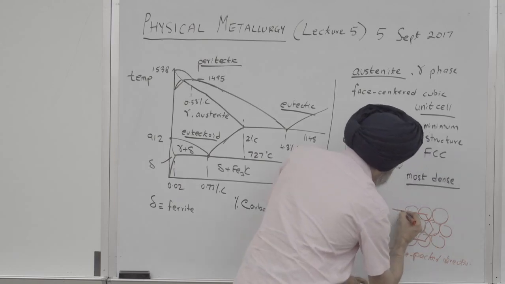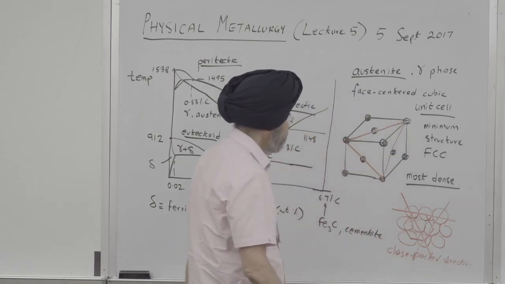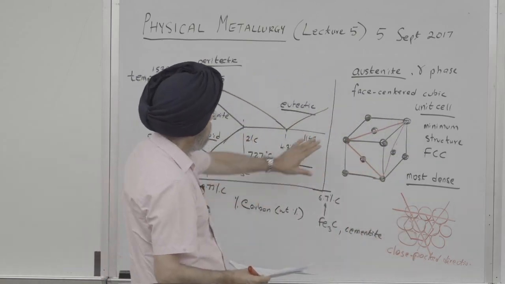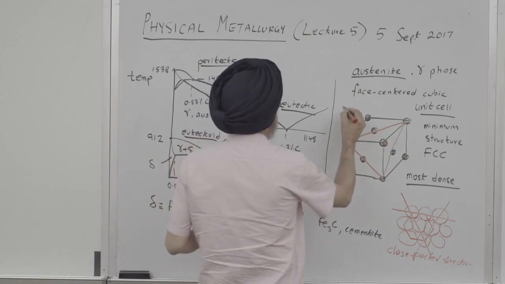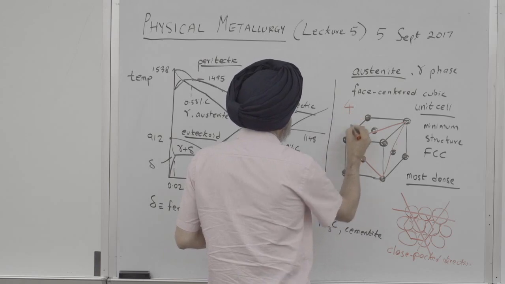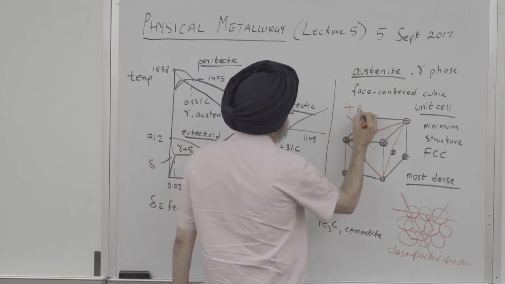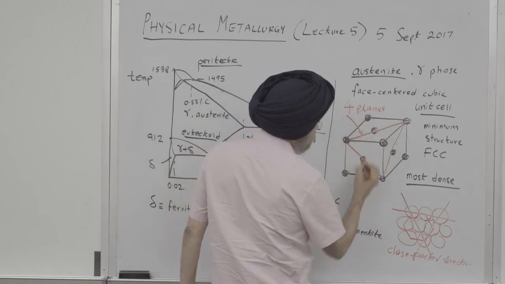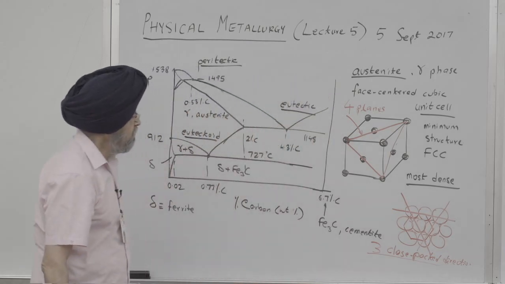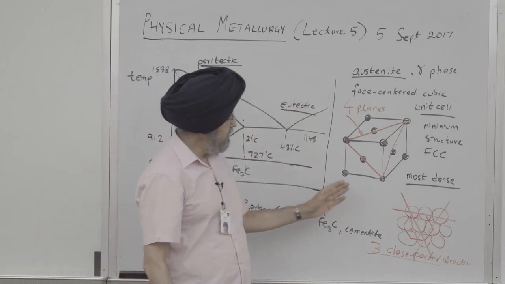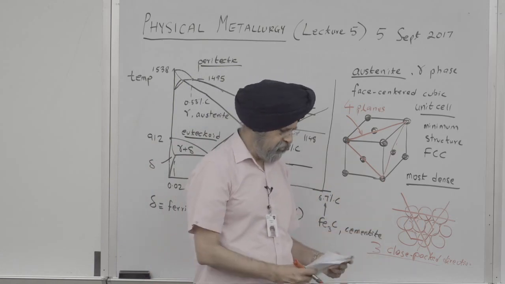So one is this, one is this, and one is this, right? And if you look at this, I've drawn one plane. Just like this, there are 4 planes of this type in the structure. And each plane has 3 close packed directions. So basically the message here is any direction you look in, this is a very tight packed structure.